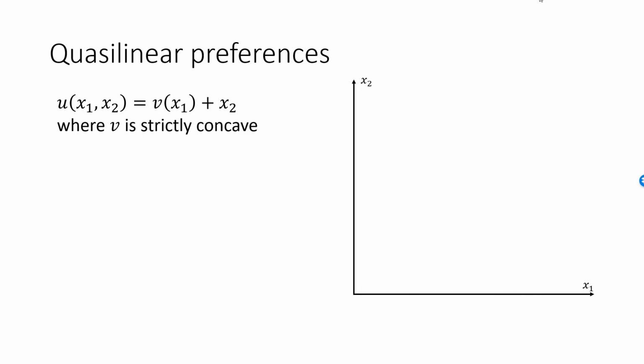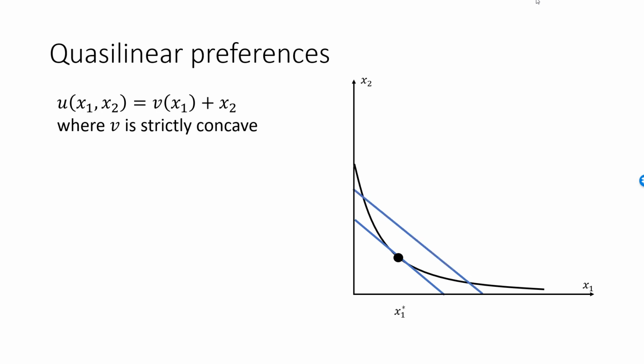Here is my graph. Prices are given, and I start with some level of income m resulting in the following budget line. Here is my optimal indifference curve and my optimal bundle where I consume x1 star units of good 1. Let's see what happens when income increases. With the higher income, my new budget line will be shifted outwards.